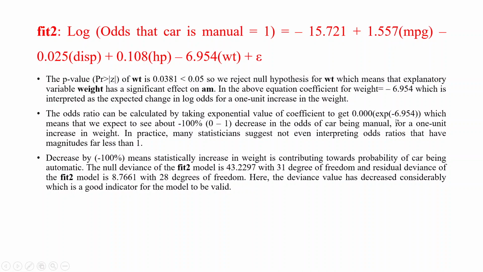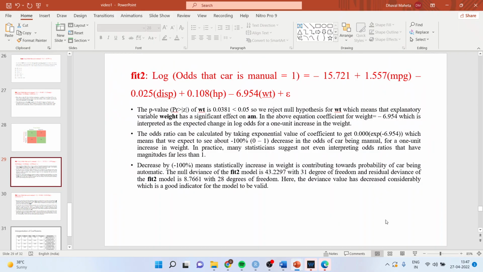You can see here the exponential of the coefficient, and the value which you get is 0.00, minus 1 into 100. So I'm getting minus 100%. It means that the weight is definitely contributing, but it is contributing towards a car being automatic. Why? Because one is coded as manual. Is it clear? One is coded as manual.